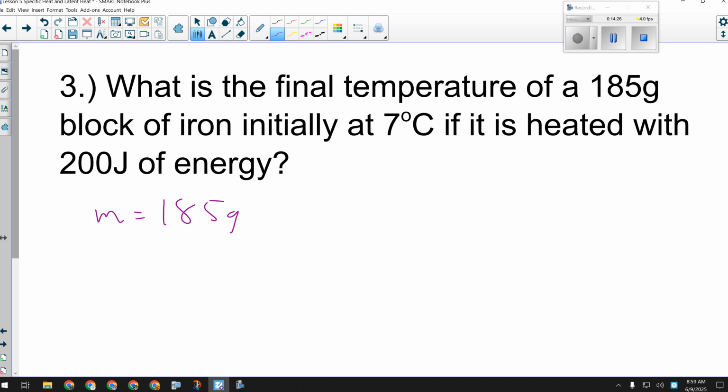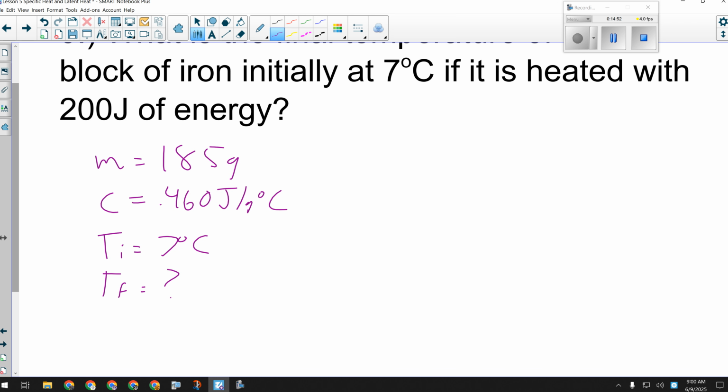It's a block of iron, so C for iron is 0.46, 0.460 joules per gram degree Celsius. Its initial temperature is 7 degrees Celsius. I'm looking for the final temperature, and I also know the energy, 200 joules, which means right now, all I can find is delta T.